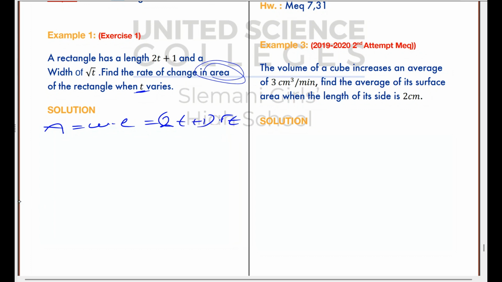Remember how to simplify these kinds of questions. To apply the power rule, we should rewrite this radical first as t to the half and distribute this to the bracket. It's going to be 2t first times t to the half, add the powers since the bases are the same, 1 plus half, 3 over 2, plus 1 times t to the half, t to the half. So this is how you simplify the function.